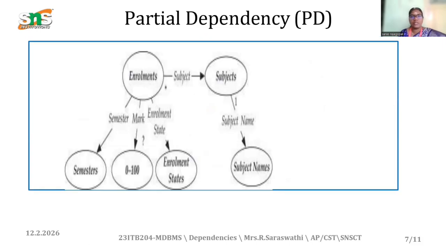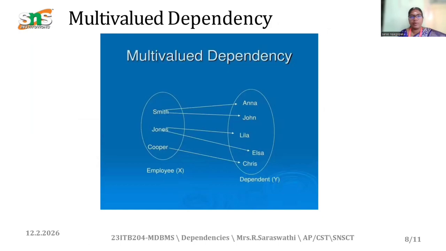Partial dependency is when X goes to Y, and Y is dependent on only part of X. This is an example of a partial dependency.